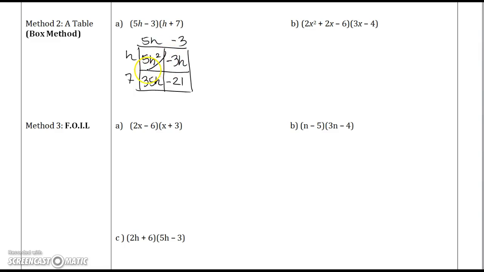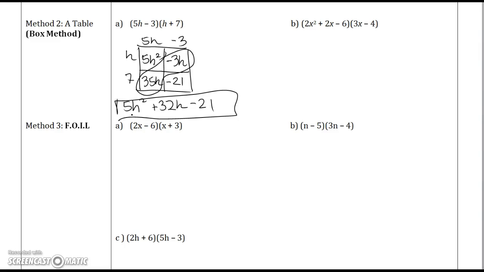So right here. Looks like a peanut, I know. And I get 5h squared. 35h minus 3h gives me positive 32h. And then lastly, minus 21. Put a box around it.